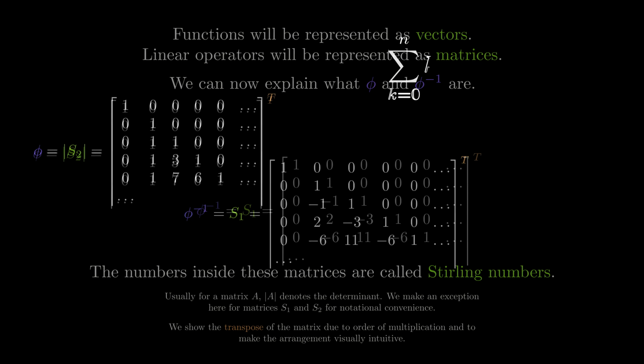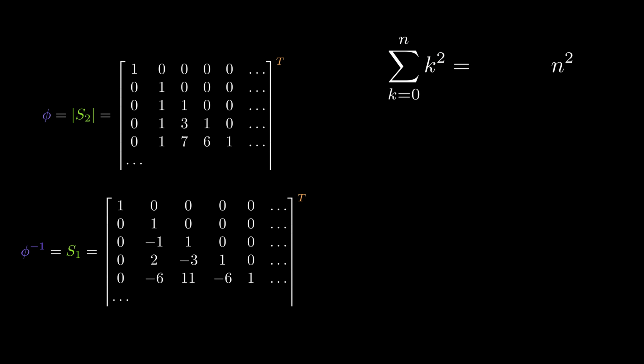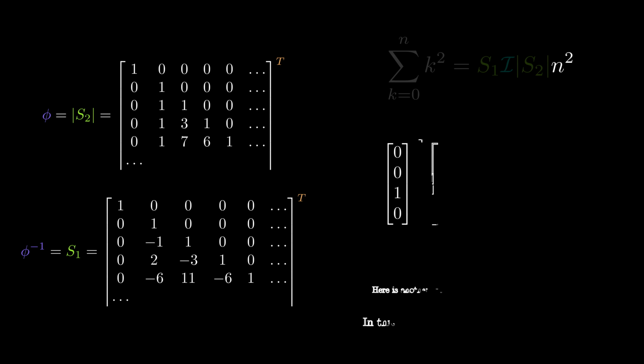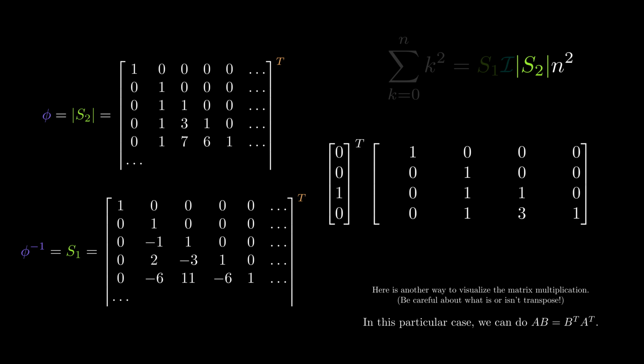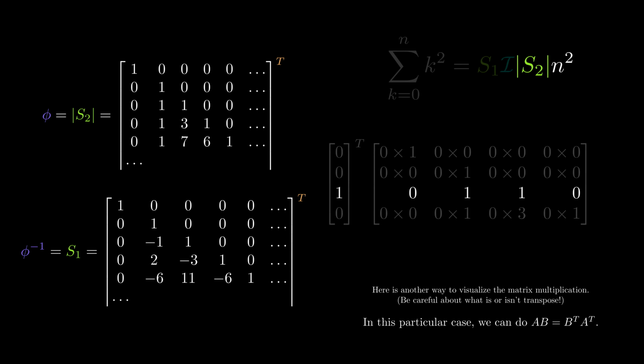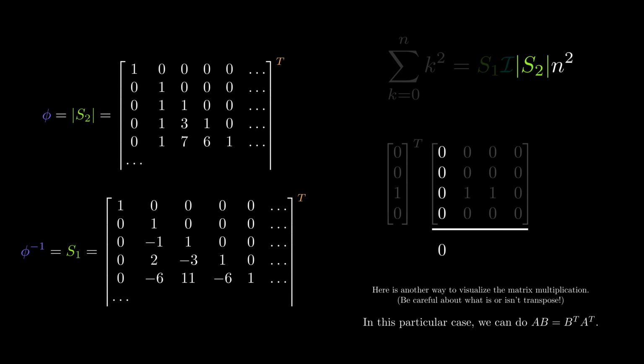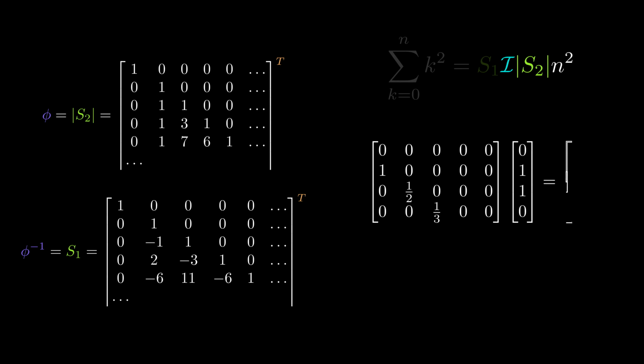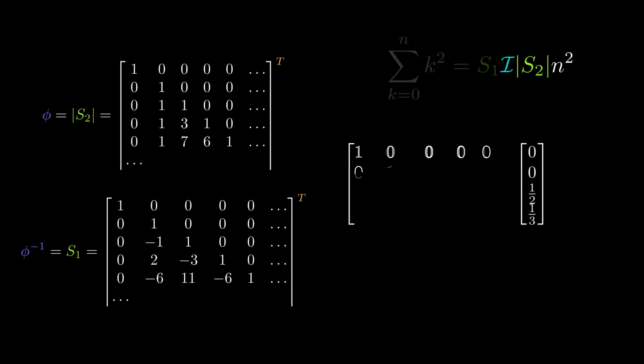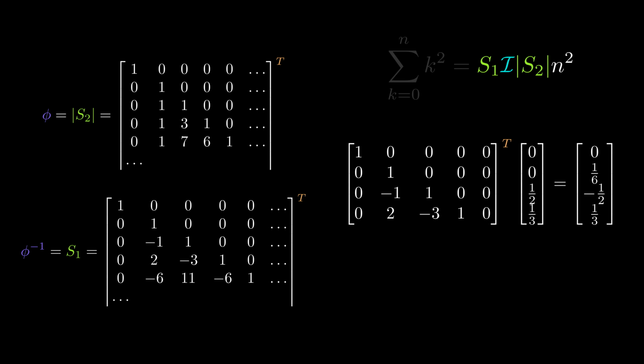Let's go back to the example where we found the summation for k squared. Remember our strategy. We first send it to the continuous world, then take the integral, then send it back to the discrete world. Here is the vector for n squared. Multiply by the phi operator, and we get this vector. Then take the integral using this matrix here. Finally, multiply inverse phi to send it back to the discrete space. And voila, we have our answer.